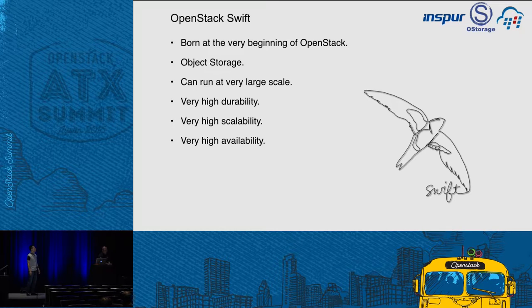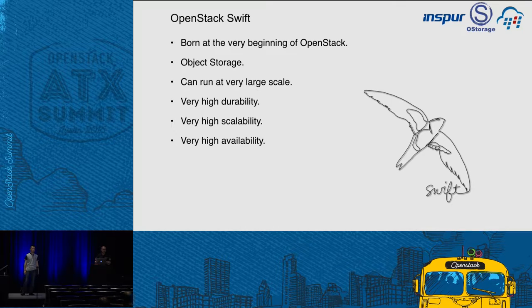Back to Swift. First of all, let me make a very short introduction of Swift, which was also introduced in the session before. Swift was born at the very beginning of OpenStack. Now OpenStack has hundreds of projects, but at the very beginning there were only two: one is Nova, and the other is Swift. Swift provides object storage services, and it can run at very large scale.